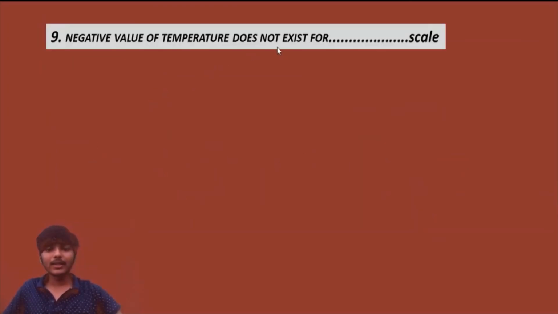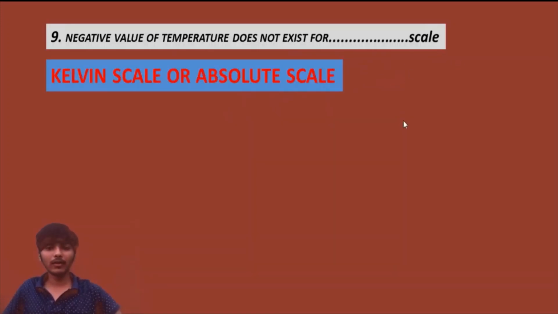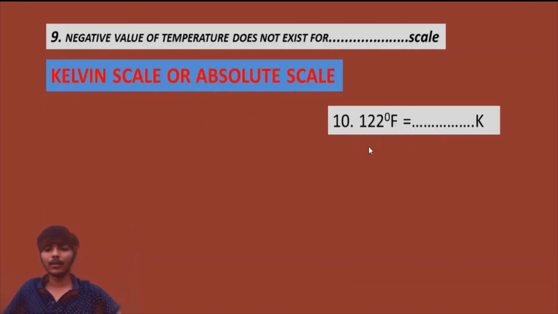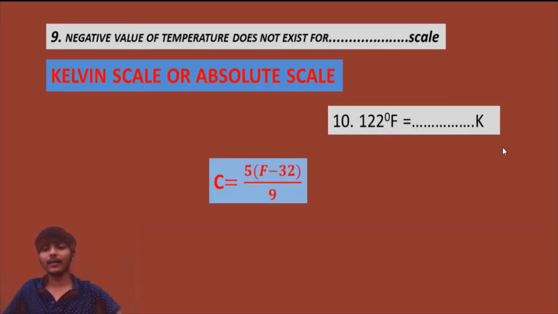Negative value of temperature does not exist for which scale? We know this is obvious, we already discussed. It is Kelvin scale or absolute scale. So let's move on to the 10th question. What is the value of 122 degree Fahrenheit in Kelvin?